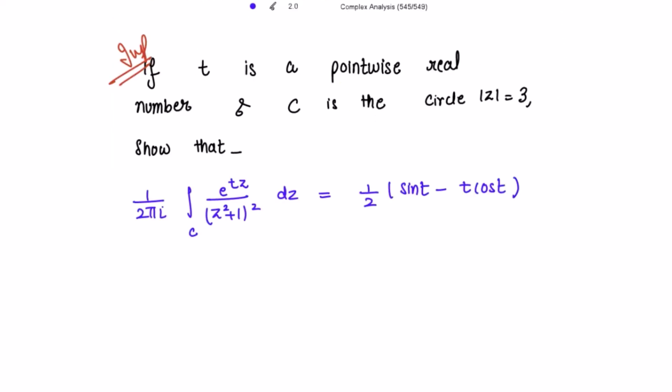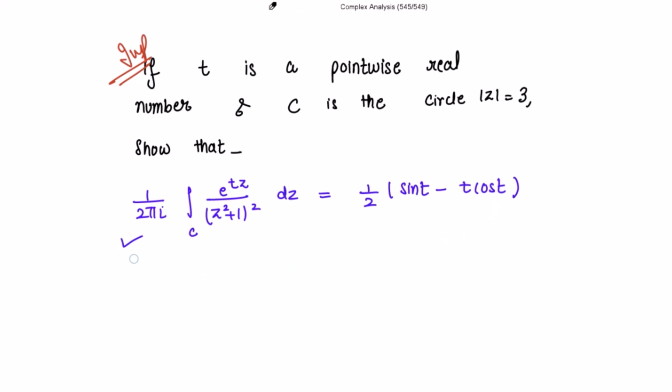This is a very important example on the Cauchy's integral formula. If t is a point, a real number, and C is the circle |z| = 3, then we need to show that this left hand side is equal to this right hand side.